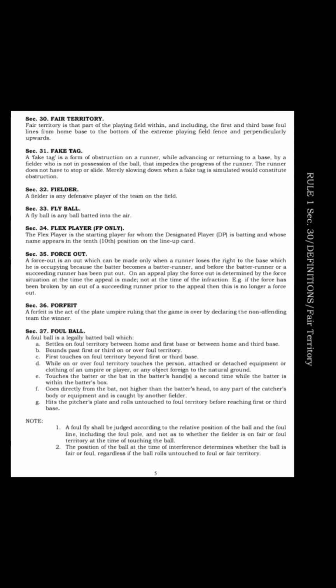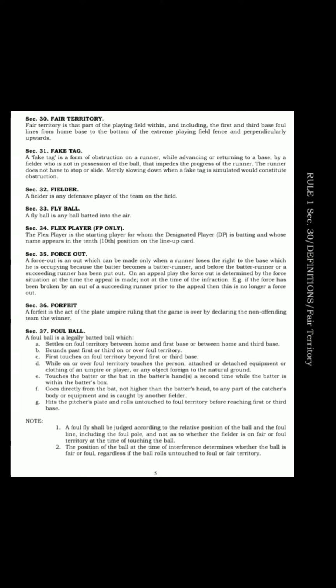Section 31. Fake tag. A fake tag is a form of obstruction on a runner while advancing or returning to a base by a fielder who is not in possession of the ball that impedes the progress of the runner. The runner does not have to stop or slide. Merely slowing down when a fake tag is simulated would constitute obstruction. Section 32. Fielder. A fielder is any defensive player of the team in the field. Section 33. Fly ball. A fly ball is a ball batted into the air.